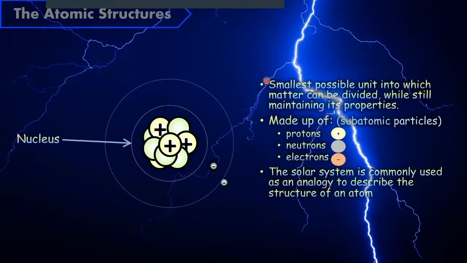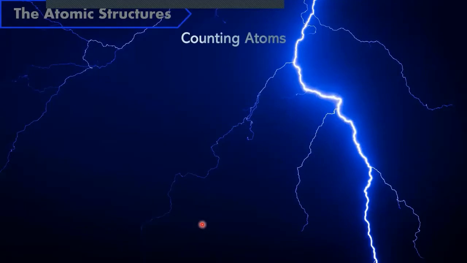As you can see, the structure of an atom looks like a solar system, for it is one of the best ways to illustrate an atom for better understanding. Now, this time, let's identify the value of these subatomic particles in an atom.